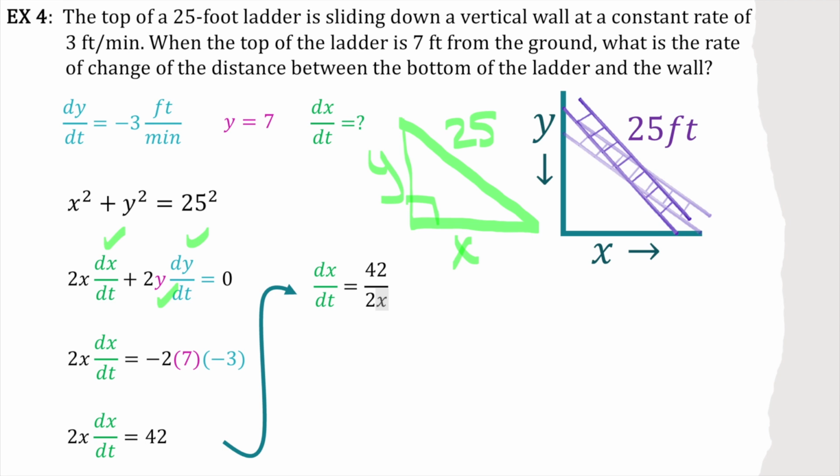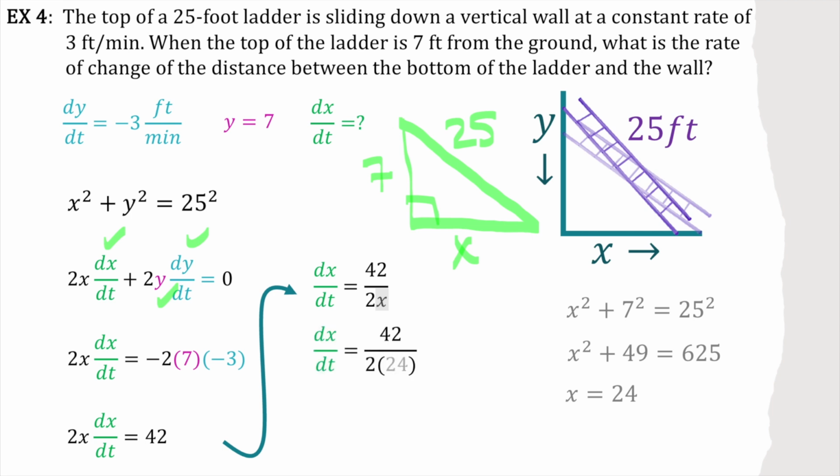Well, let's go back to our triangle, and I can erase the y there, and I can make that a 7. All right. x squared plus 7 squared equals 25 squared. So x equals 24. Now I can plug that in. I'll simplify this. dx/dt equals 7/8. What's my rate? So we're dealing with feet and minutes. So feet per minute.